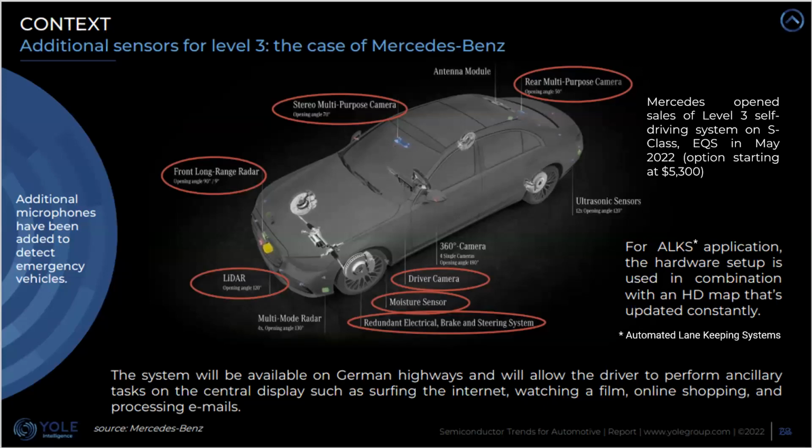And you can see that there are different camera modules for a lot of purposes. There's LiDAR, front long-range radar, multi-purpose camera, rear multi-purpose camera, driver camera, moisture sensor. This is more related to environmental sensing for the quality of the cabin air, and also some redundant electrical brake and steering systems. Also interesting to see that additional microphones have been added to detect emergency vehicles. So this level 3 is an option that today will cost you more than $5,000 if you want to have it integrated into your car.